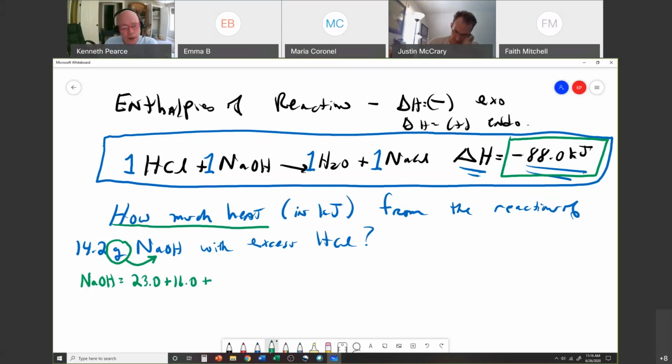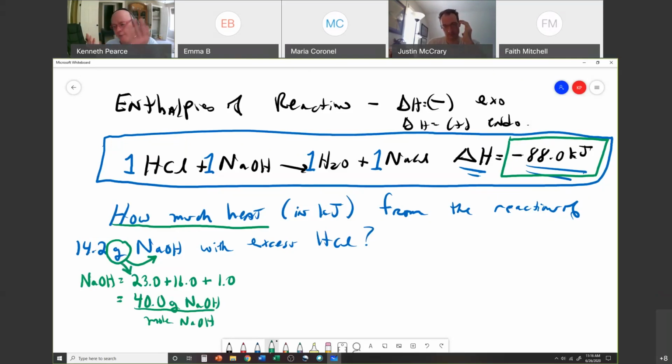And the hydrogen part, which is 1.0, and we say sodium hydroxide is what, 23, what is that? That's 40, is that 40? Yeah, that's 40. Add that up, make sure that's right. Yep, 40.0 grams sodium hydroxide for every mole sodium hydroxide.